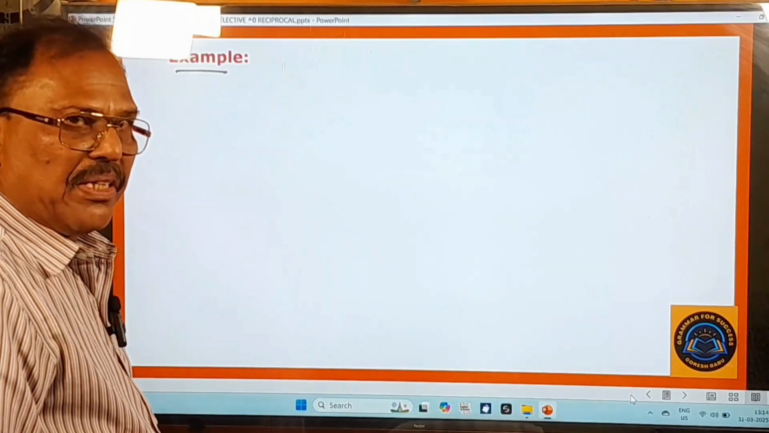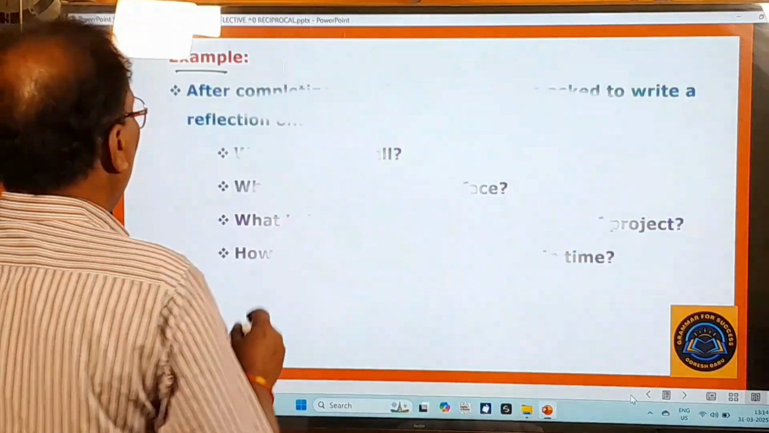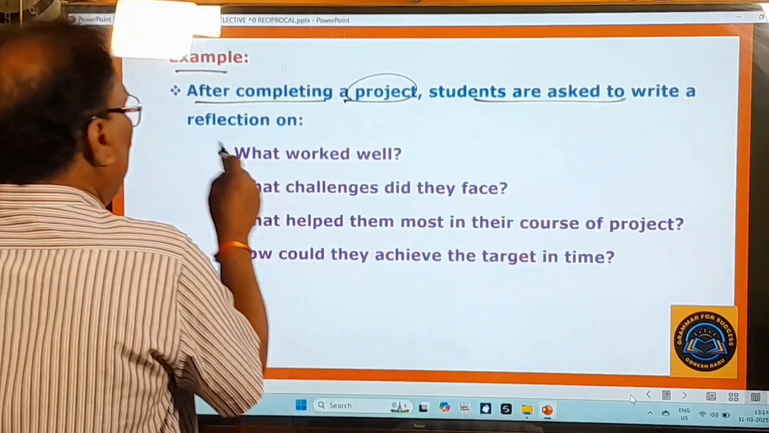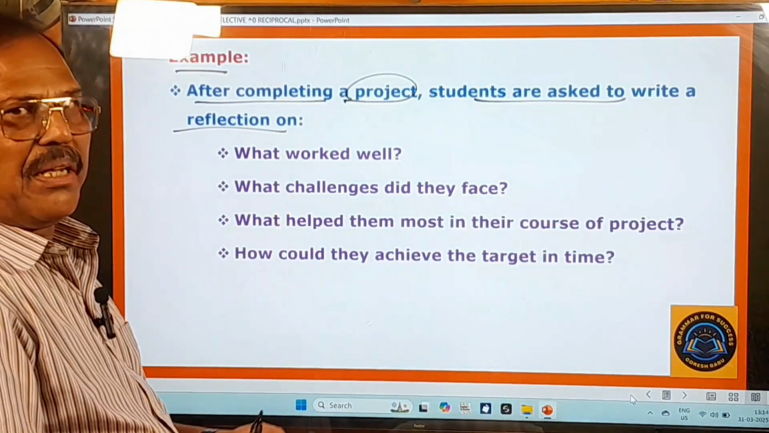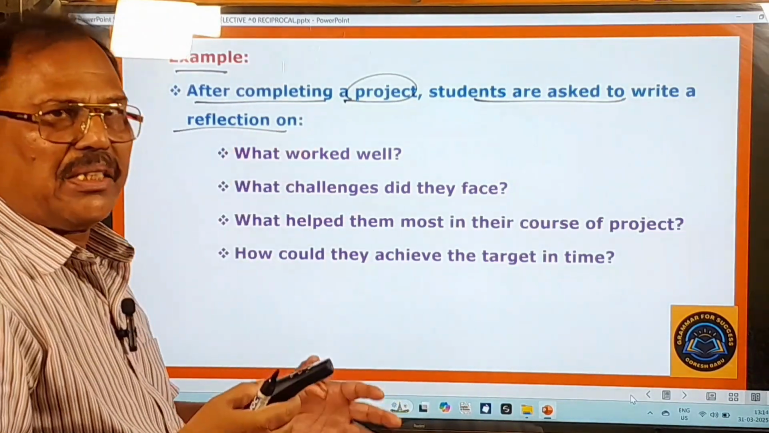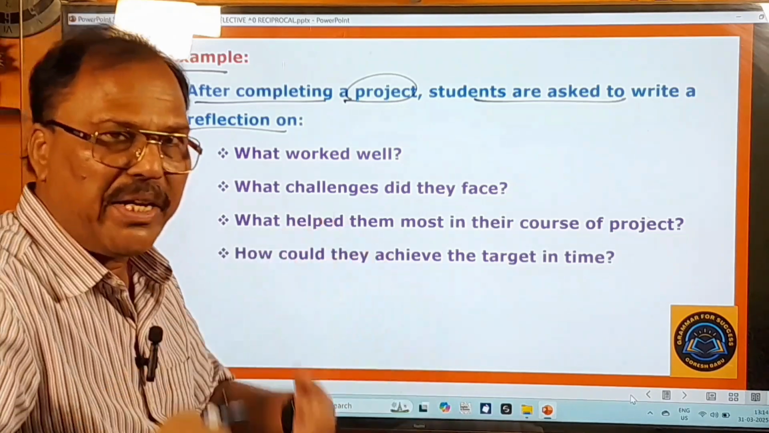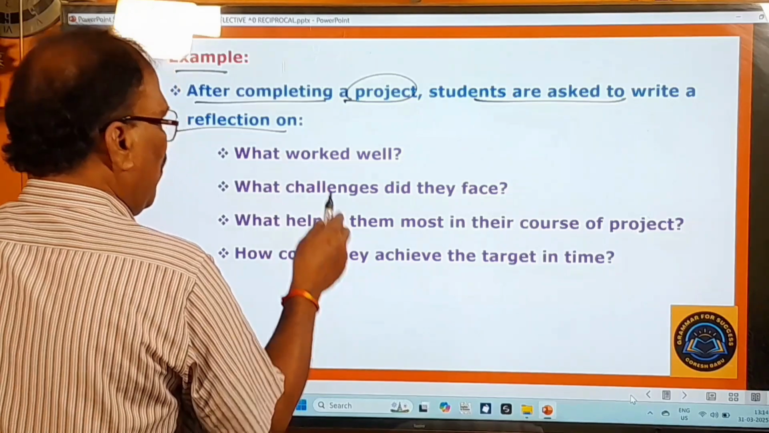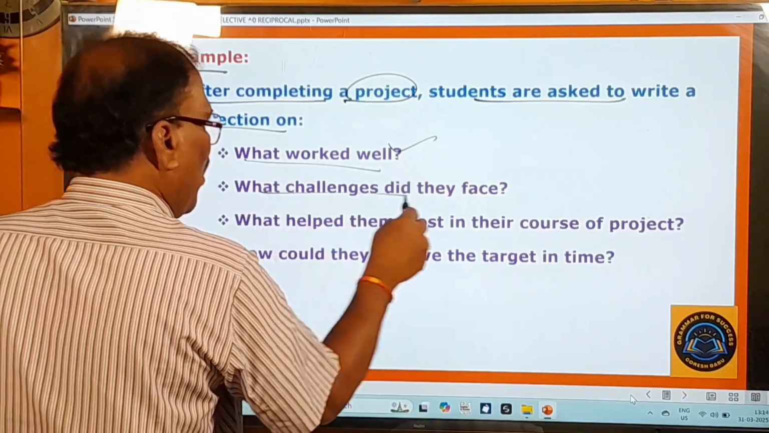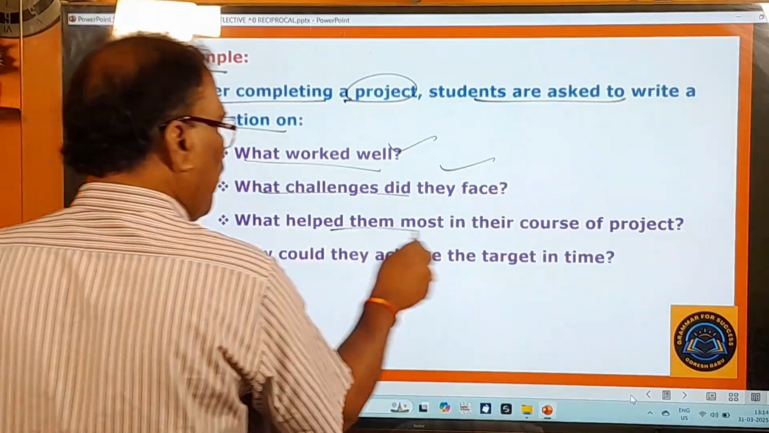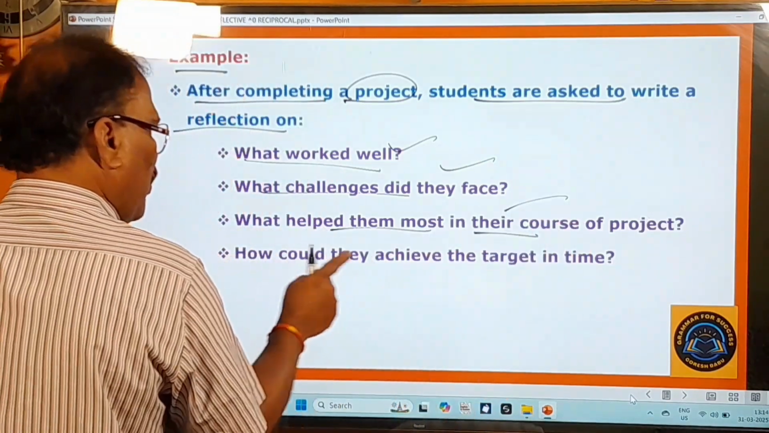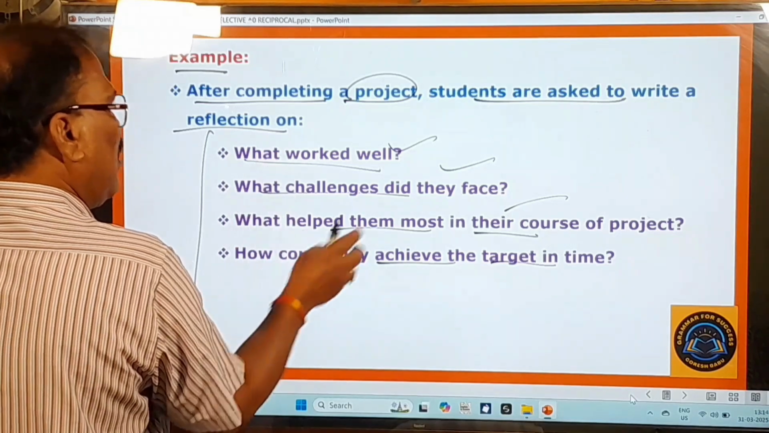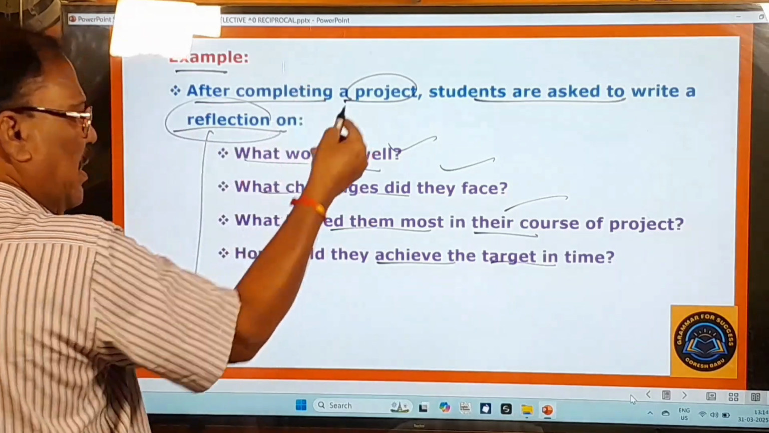One example is given for this reflective teaching. Here you pay attention. After completing a project, students are asked to write a reflection. So the students are asked to write about their feelings, their experiences, their thoughts and so on. They keep these questions in their mind. What worked well and what challenges did they face? What helped them most in their course of project? How could they achieve the target in time? The answer to these questions itself will be their reflection on the project.